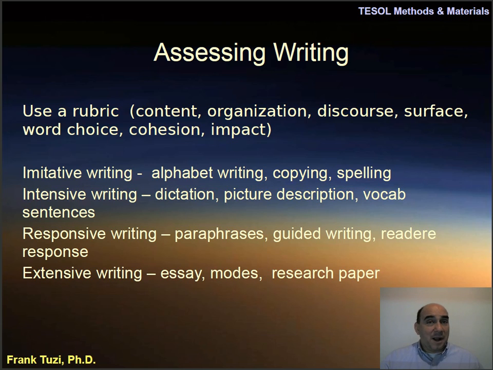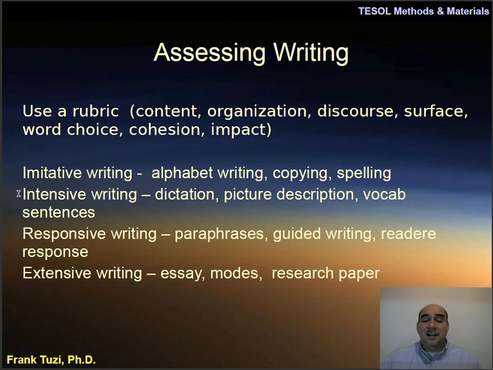Assessing writing. Can I recommend you use a rubric? It's an excellent little tool. You're not just going to give a generic grade, but you can give a grade on content, or organization, or discourse, or surface errors, or word choice, cohesion, or the impact that the writing has. Many different things that you can include in a rubric. What types of writing can you use for assessment?